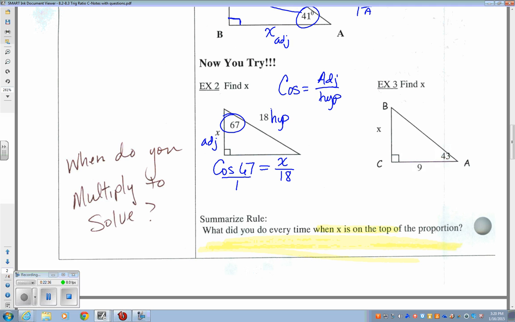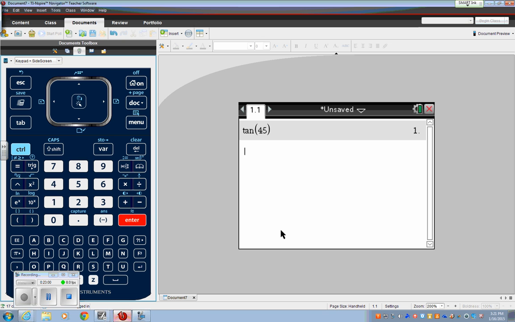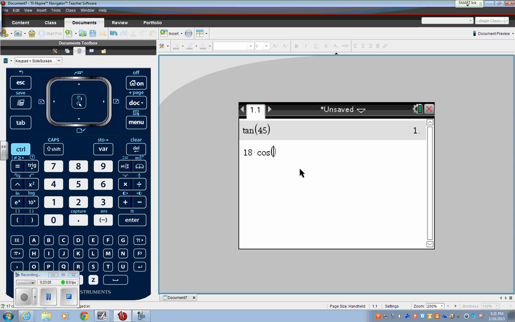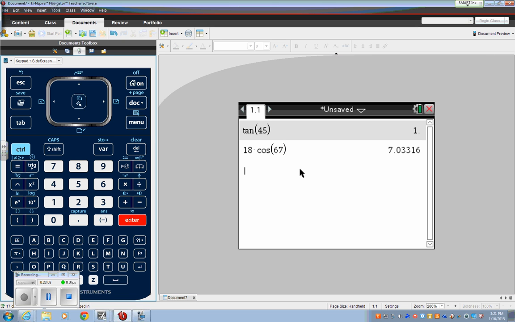When I cross multiply, well, 1 times x, you already know, that's x, right? But now I'm going to cross multiply right here. That's going to be 18 times the cosine of 67, okay? So that is what we're going to type into the calculator. We are going to do 18 times the cosine of 67 degrees.